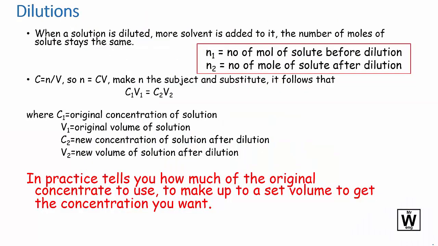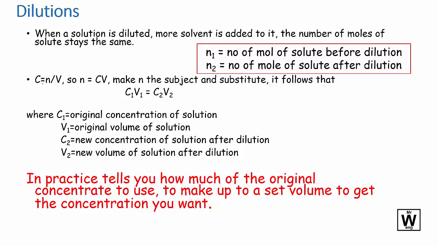Now, in order to do your experiments, you often need a range of 5 concentrations or just a weaker concentration. And so what you need to be able to do is quickly and easily work out how much water to add to a concentrate to make it the concentration you want. And so this is how we do it.